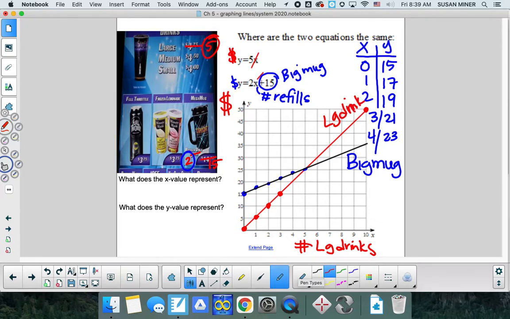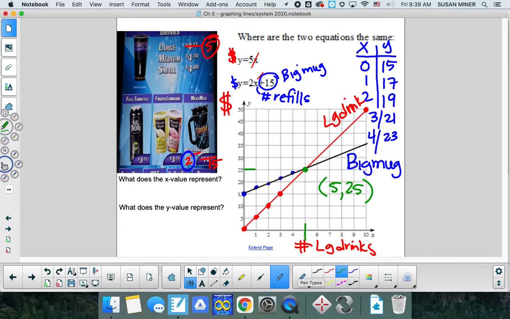And we already kind of talked about this, right? When we were doing it before. And we said, about how many times do I have to go to the movie theater until my big mug cost is the same as the cost for a large drink. And if we're looking at this graph, our place where they are the same is at 5, and over here 25. And so there's the place where those two things are the same.